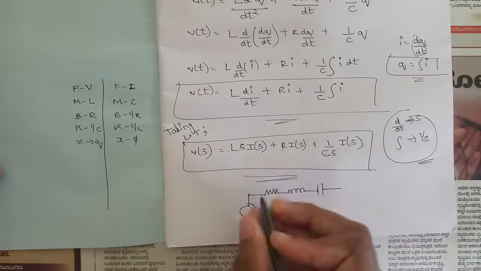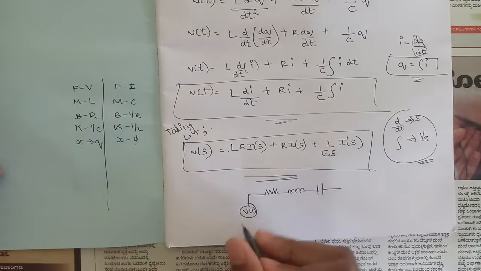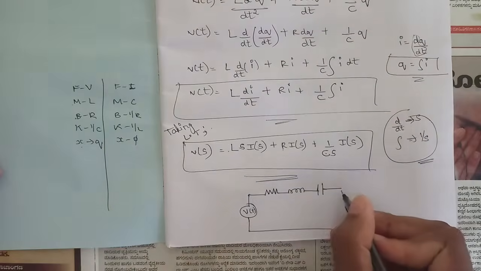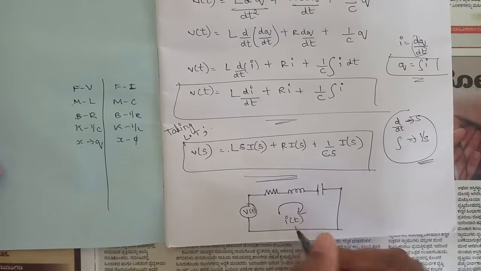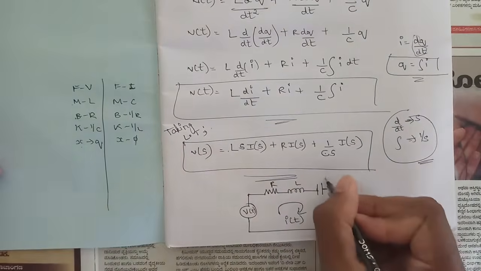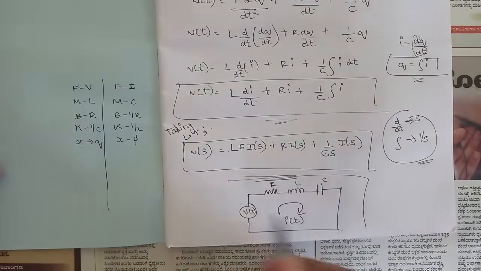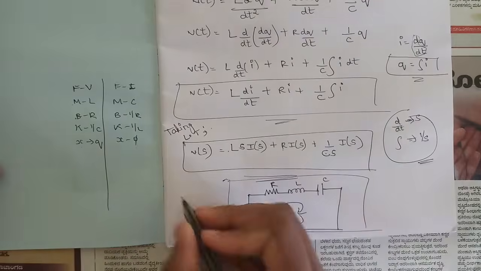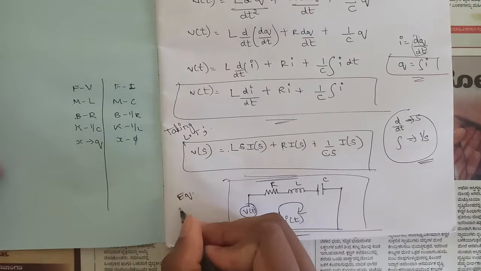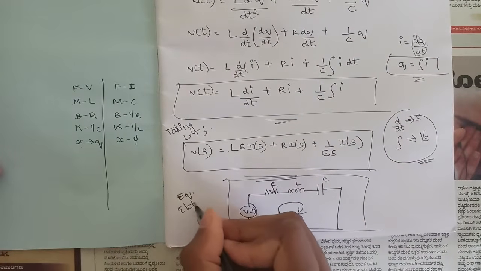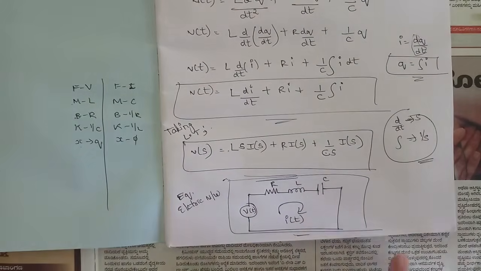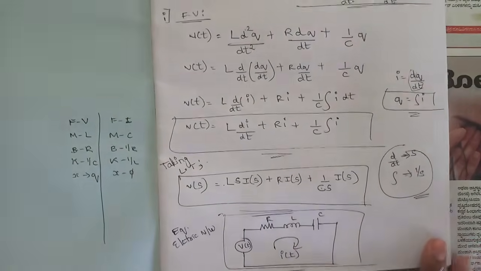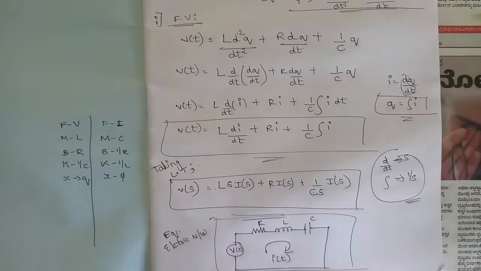Along with that, we would be having a voltage source, that is V of t. And we need to close it in a single loop of I of t and name it as R, L, C. So this is your FV Analogy equivalent electrical circuit, electric network. Like this, we have built it for FV Analogy. So now let's see for FI Analogy as well.